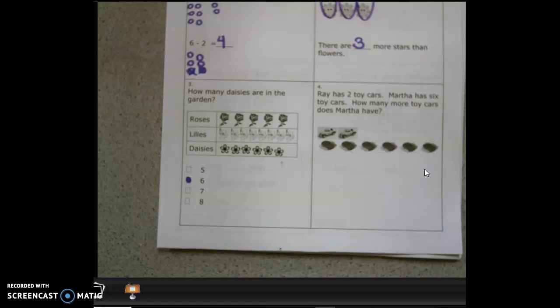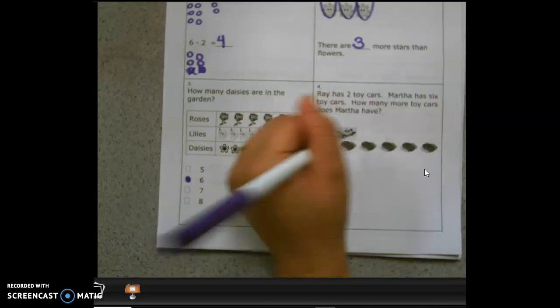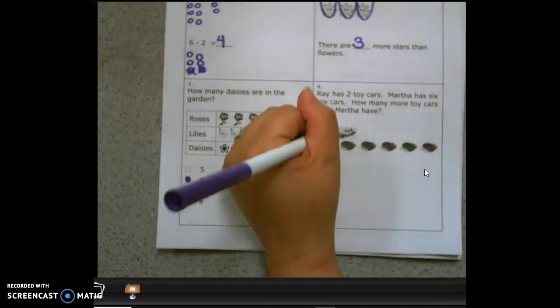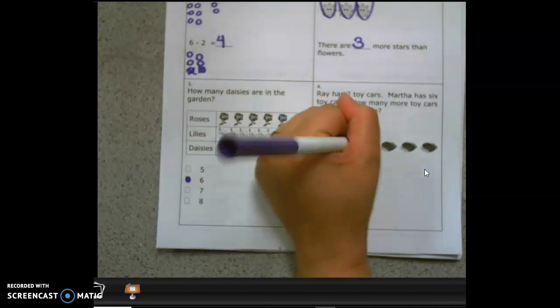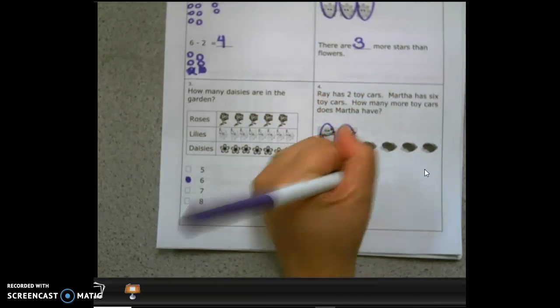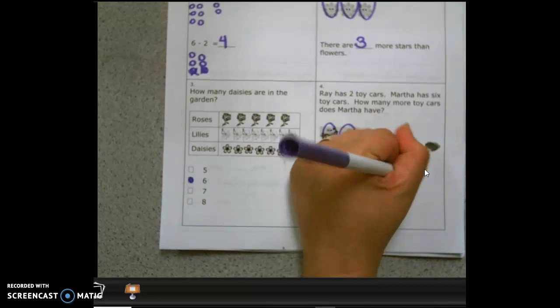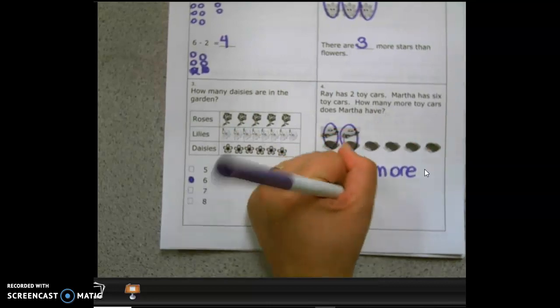Ray has 2 toy cars. Martha has 6 toy cars. How many more toy cars does Martha have? Okay, so here's Ray's 2. Here's Martha's 6. How many more? These 2 are together. So there's 1, 2, 3, 4. 4 more toy cars.